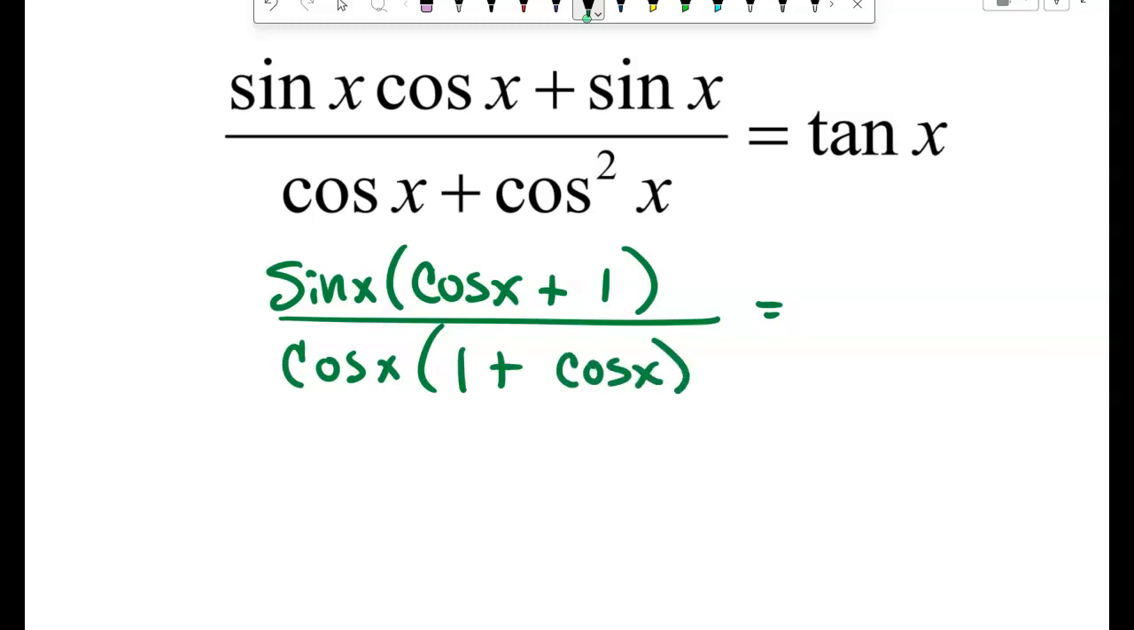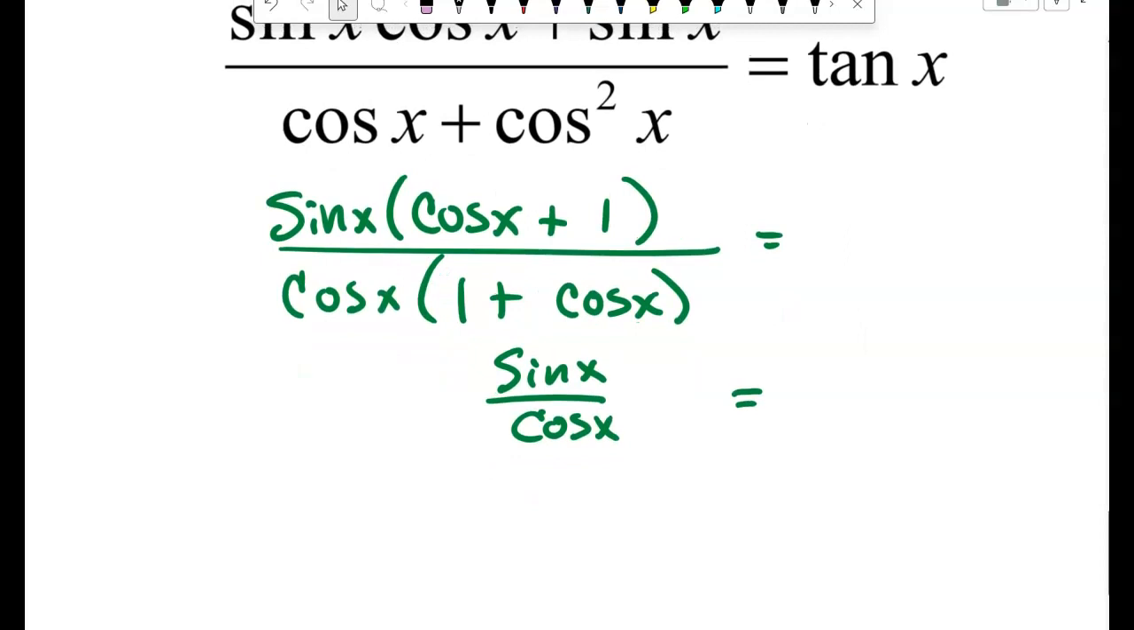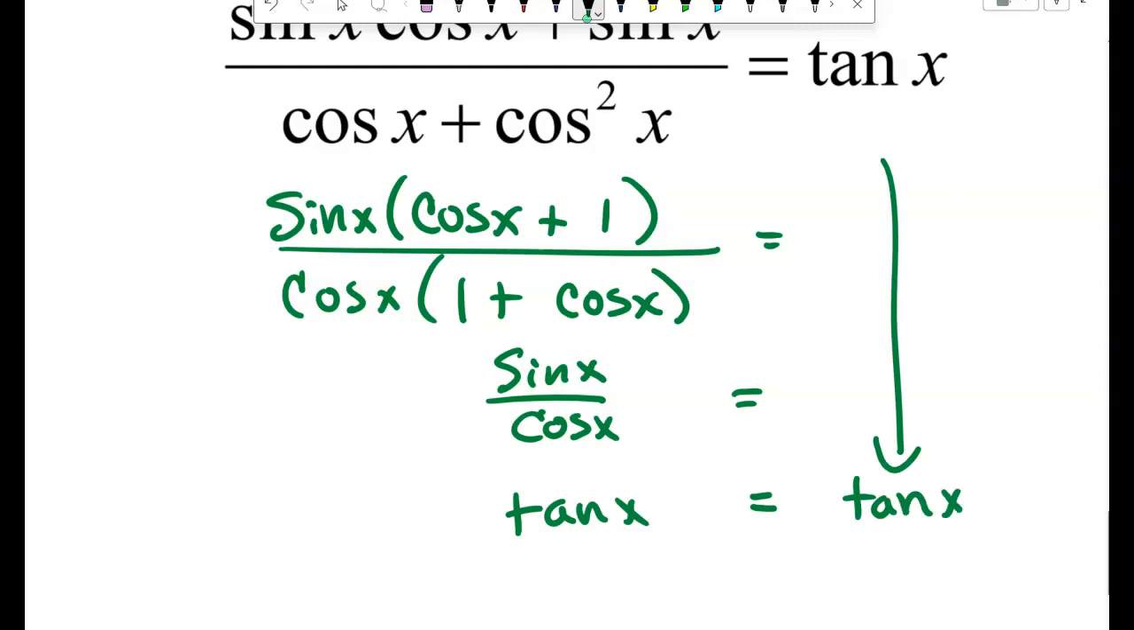My friends, is there any common factor? The cosine x plus 1 and the 1 plus cosine x, are those the same thing? Yes. So then I get sine x over cosine x, which equals? Tangent. All right, so here's really the new skill. If you're really stuck, try what?